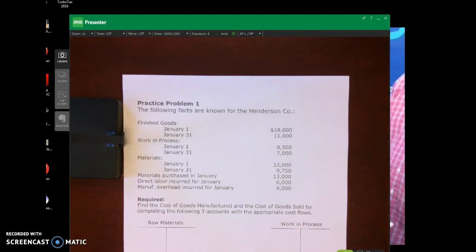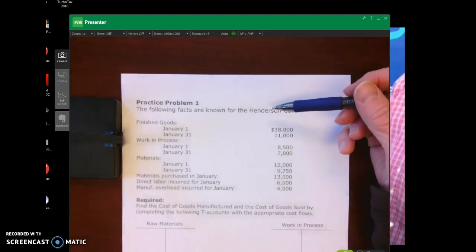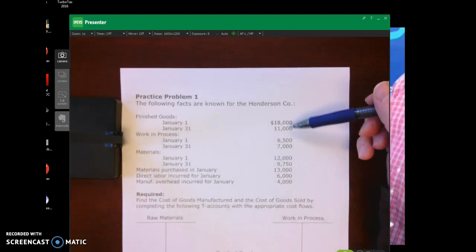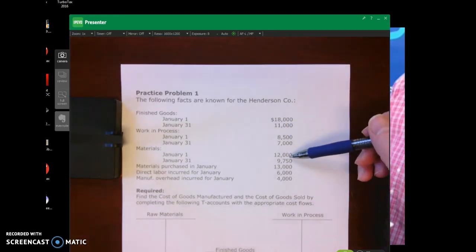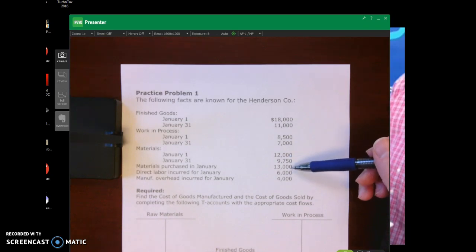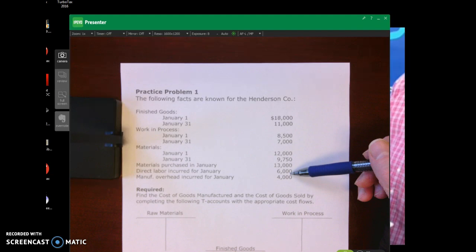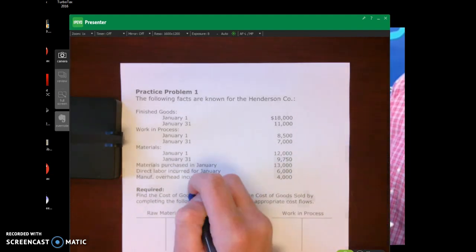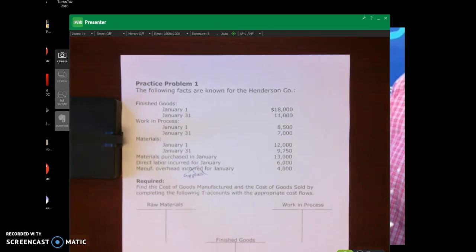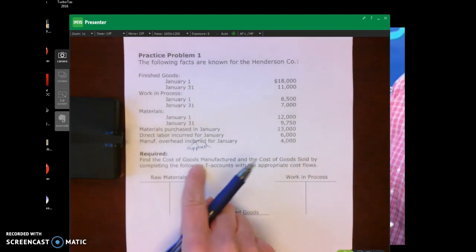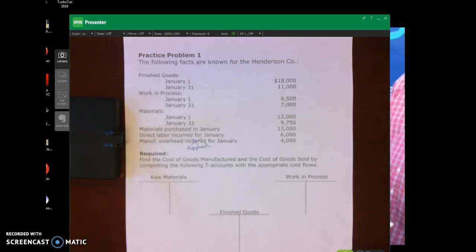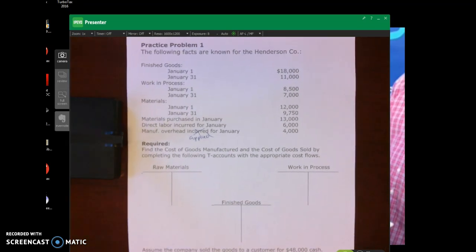And let me just catch up on my side over here. We're going to go ahead and do this problem. It says the following facts are known for the Henderson Company. We have our beginning finished goods, and then our ending finished goods, our beginning WIP, our ending WIP, our beginning materials, our ending materials, materials that we purchased, our labor that we incurred, and then our manufacturing overhead. Now I'm going to say applied. Okay? Applied during January. Okay? Applied here. So for the cost of goods manufactured and cost of goods sold, calculate those by completing the T account. So we're going to do some T accounts and look at this a different way.